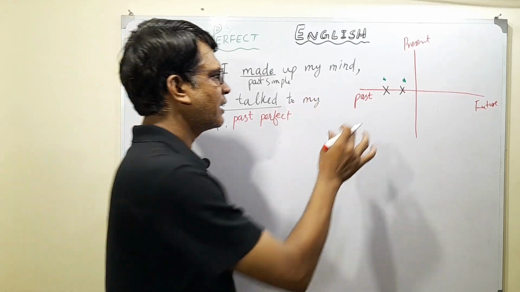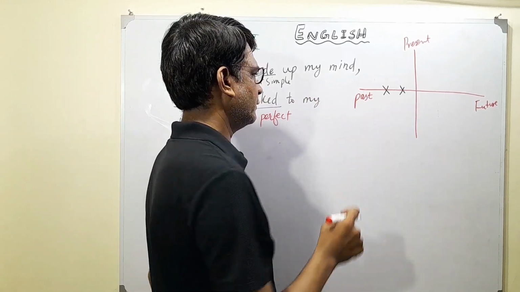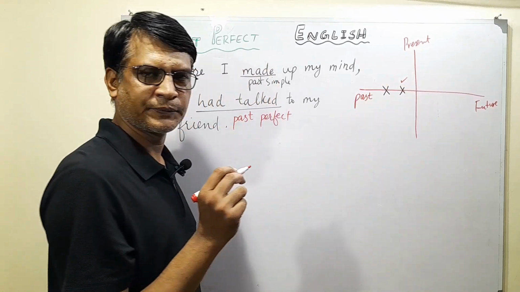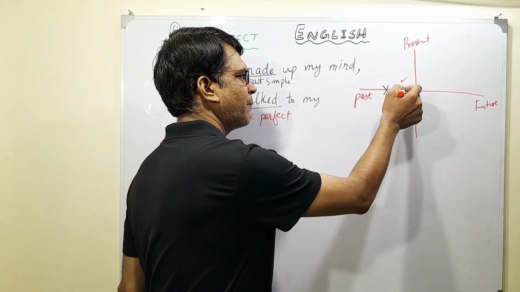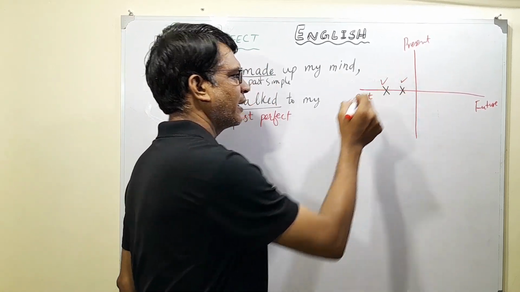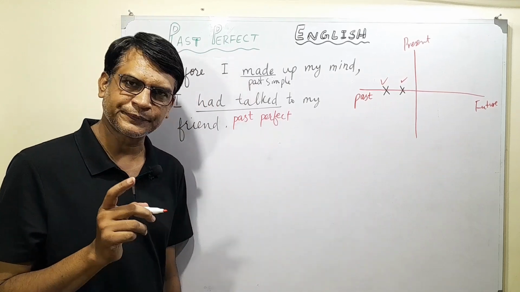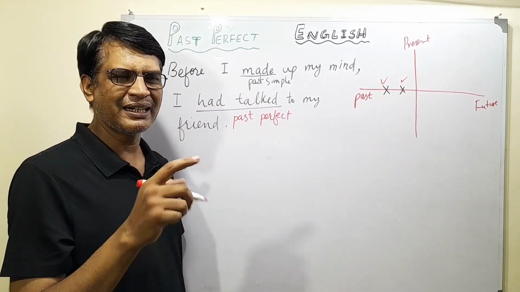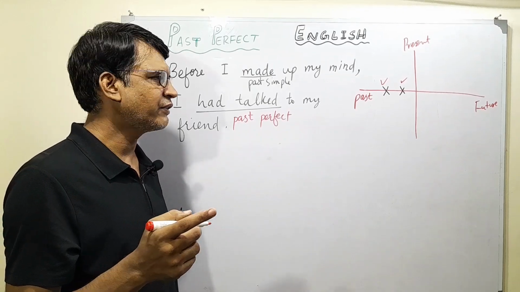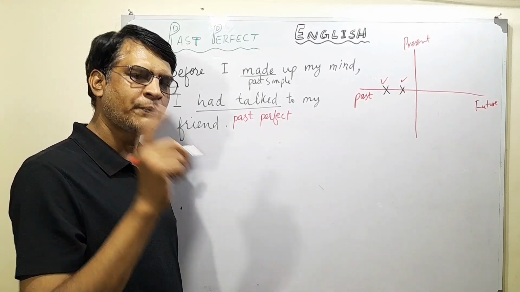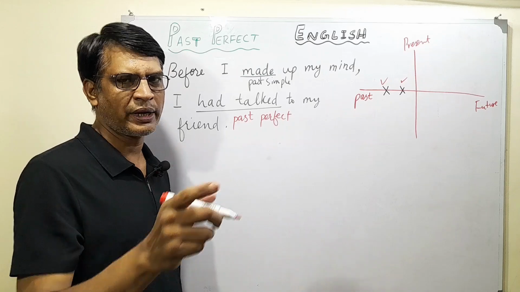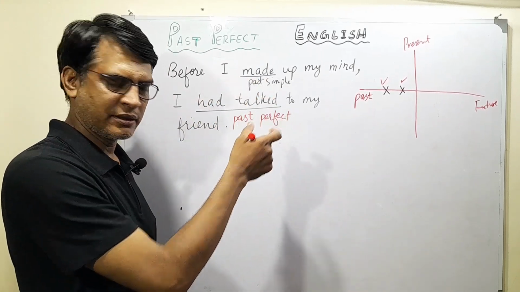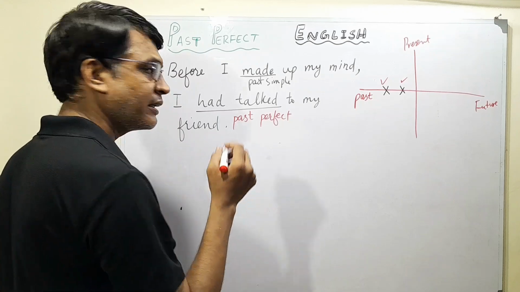And to see our graph, what I did, I made up my mind. But before I made up my mind, I had talked to my friend. So past perfect, we cannot really understand. It's difficult to understand past perfect when there is only one action. For past perfect, we have to have two actions in comparison.